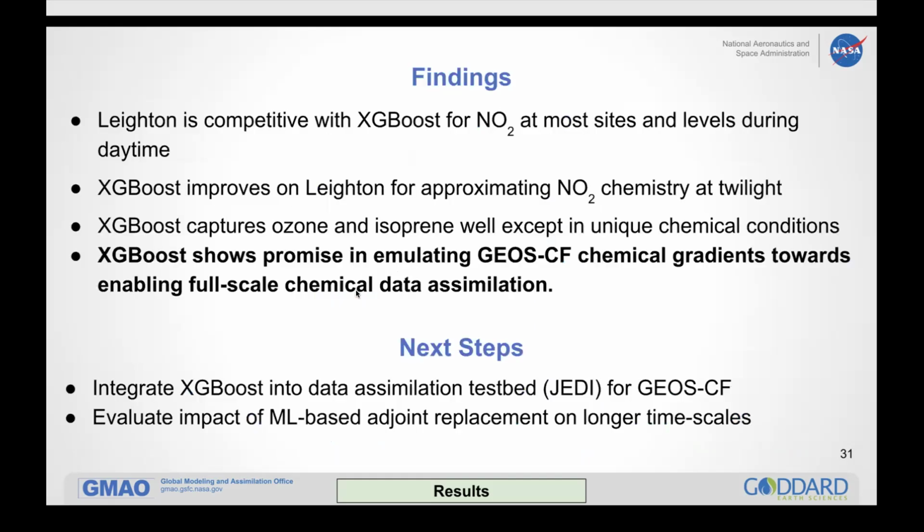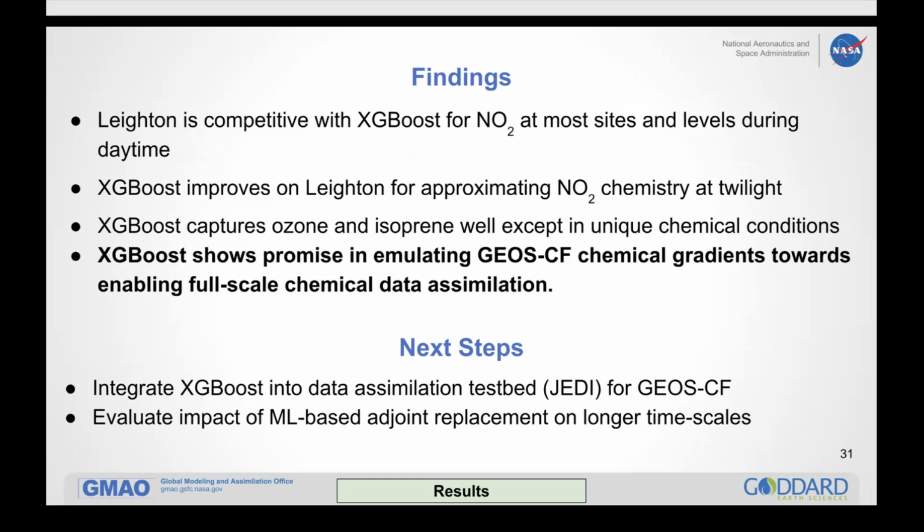So that was just an overview of the main results I've been working on the past year. Again, we found that the steady state assumption, the latent relationship, is competitive with XGBoost for predicting NO2 gradients at most sites and levels during daytime, but XGBoost improves on latent for areas with more unique chemistry, such as during twilight and over urban areas and the tropics. And XGBoost captures ozone and isoprene gradients to a lesser degree, except again in unique chemical conditions.